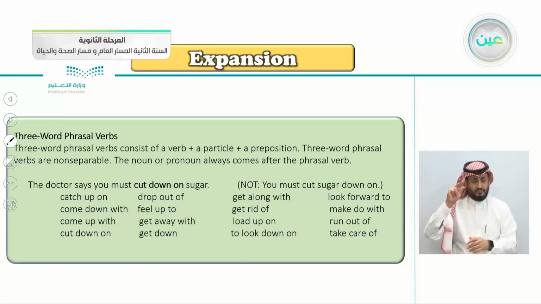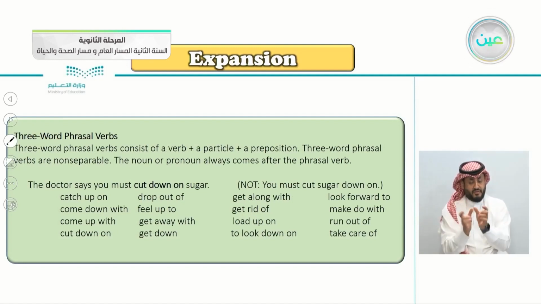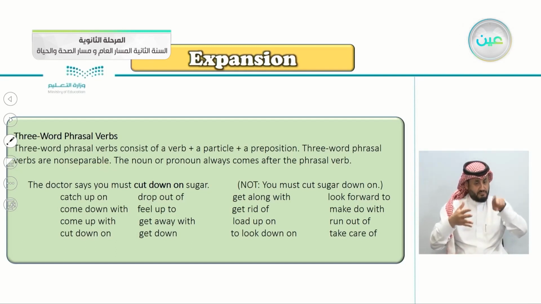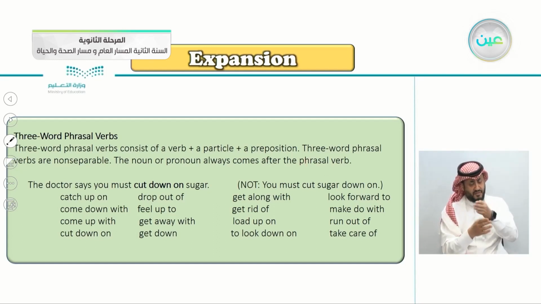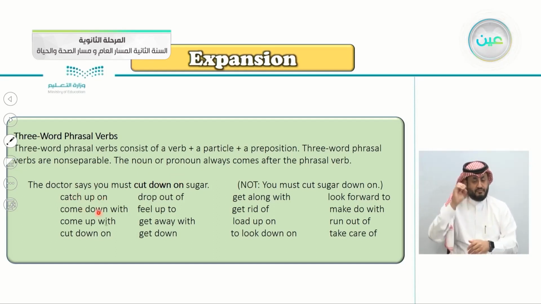And remember, there's also a second part here, the 3-word phrasal verbs, which we have in this exercise. The 3-word phrasal verbs consist of a verb plus a particle plus a preposition. They are non-separable. You can't separate them. The noun or the pronoun always comes after the phrasal verb. For example, the doctor says you must cut down on. Cut down on. Catch up on. Come down with. Drop out of. Get along with, and so on.